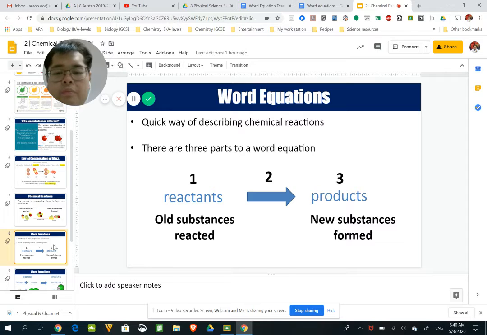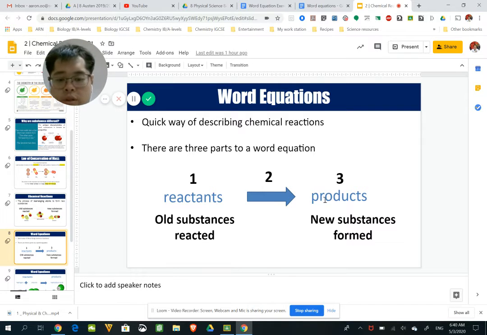All right. So a word equation here is a simplified form used by scientists to tell us what is going on with the reaction. There are three parts to this word equation that we need to know. The first part would be the reactants, which are the old substances which are reacting in the initial stage, followed by an arrow to say that the reaction has moved from the left-hand side to the right-hand side. And as we can see over here, the products formed are new substances. So this is something that you need to know.